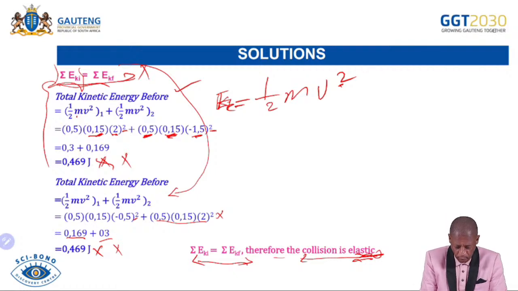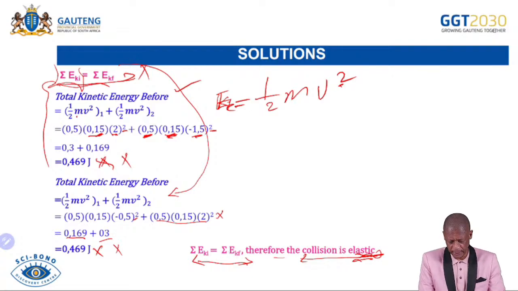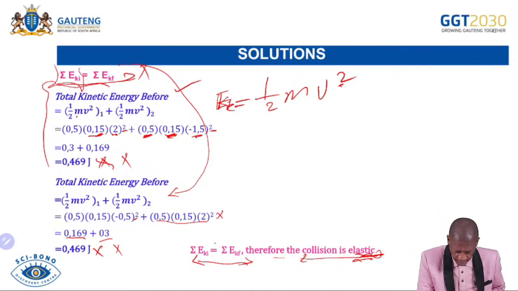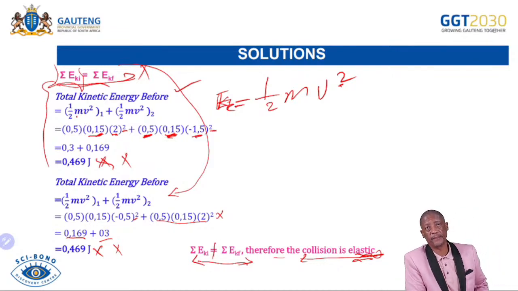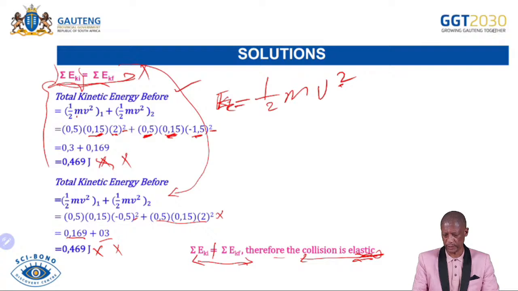You say, therefore, the total kinetic energy before is equal to the sum of kinetic energy after. But if the answers were not equal, we are going to use this sign. This sign means they are not equal. If the answers were different, but in this regard, the answers are the same, then we have proven it, then you get your marks. So this is how we are going to deal with this one.